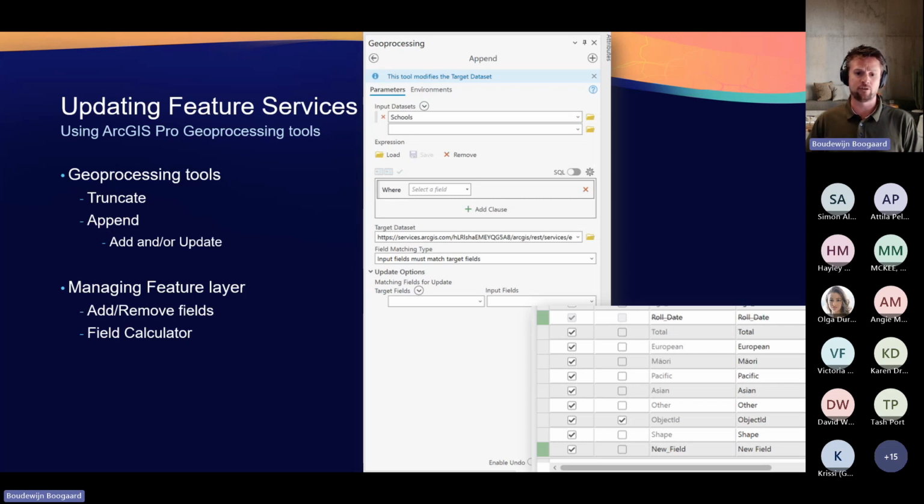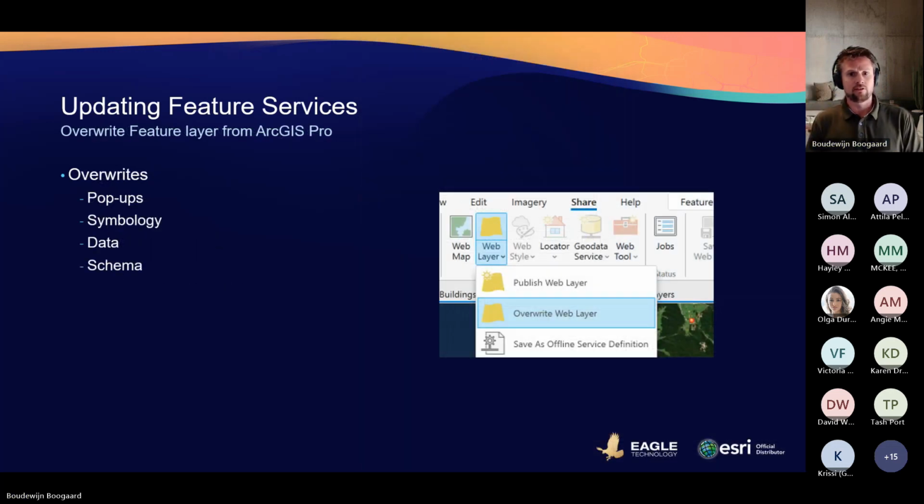Another way to update it is to override your feature layer. In the web layer drop-down box, you've got the override option, or on the context menu, the right-click, you can override a web layer. What is good to note here is that it will override almost everything. The ID stays the same, but things like pop-ups, symbology, and your data will be overwritten. So if changes have been made to the data that aren't reflected in your ArcGIS Pro data set, they are being overwritten. And also the schema. If your new data set has a different schema, it will override that schema on the feature layer as well.